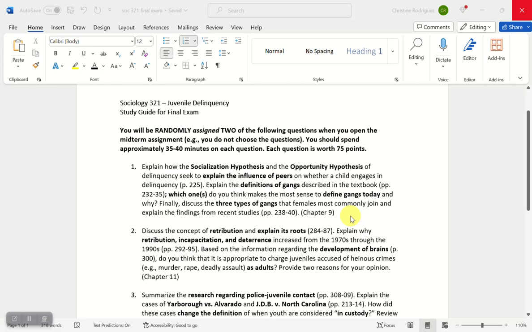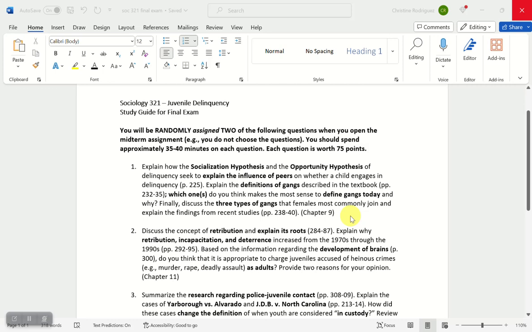Explain how the socialization hypothesis and the opportunity hypothesis of delinquency seek to explain the influence of peers on whether a child engages in delinquency. So these are 2 different theories, so make sure that you are discussing them separately. Don't just lump them into one sentence and make a general statement. Make sure that you're giving the detail to support whatever statements that you make.